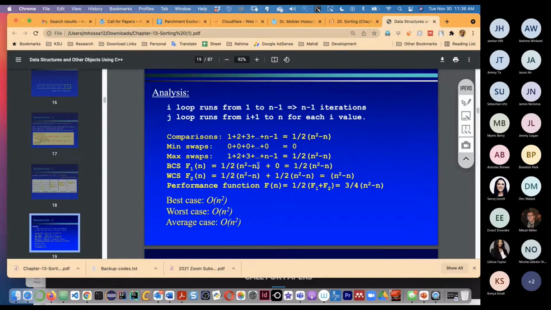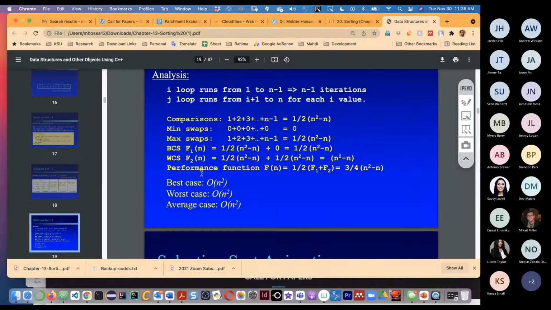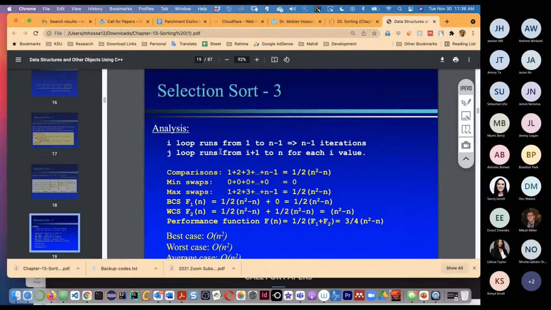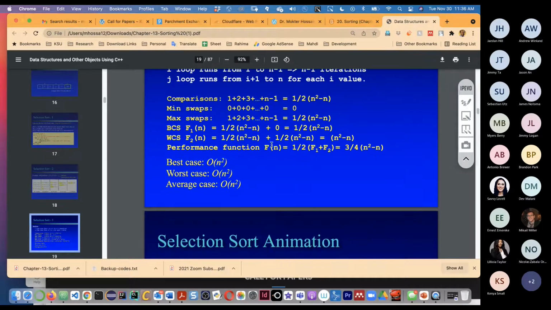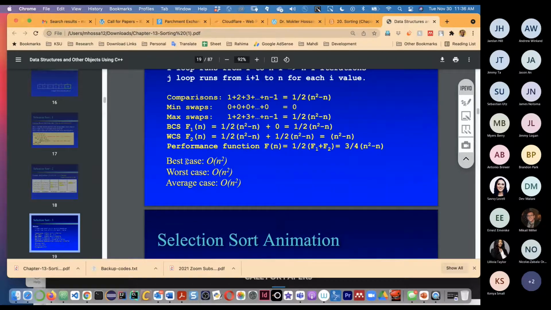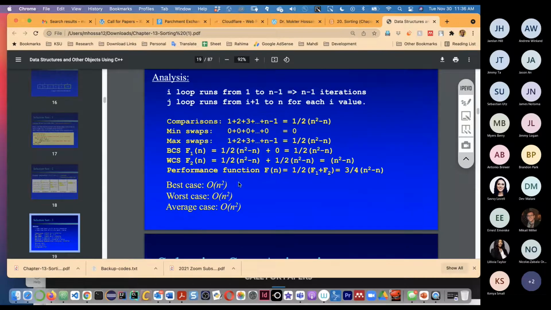So this is the process, and this is the analysis of how we find the time complexity. You will learn how to do this whenever you take an algorithm analysis course. Then you will learn how we calculate this. So you see that in the worst, best, and average case, the time complexity is big O n squared.